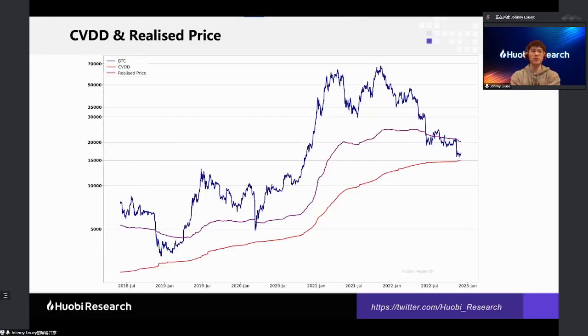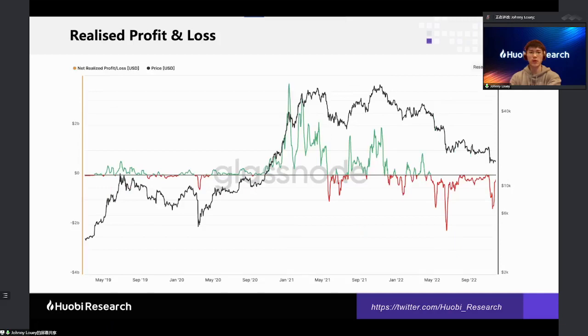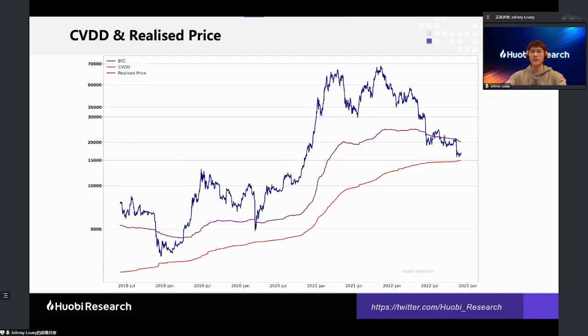So some indicators here: CVDD, realized price, exchange net flow volume, and also the realized profit and loss. You can check them out on the internet. Go search for these indicators, do your own due diligence, and just have a look. They're pretty good.